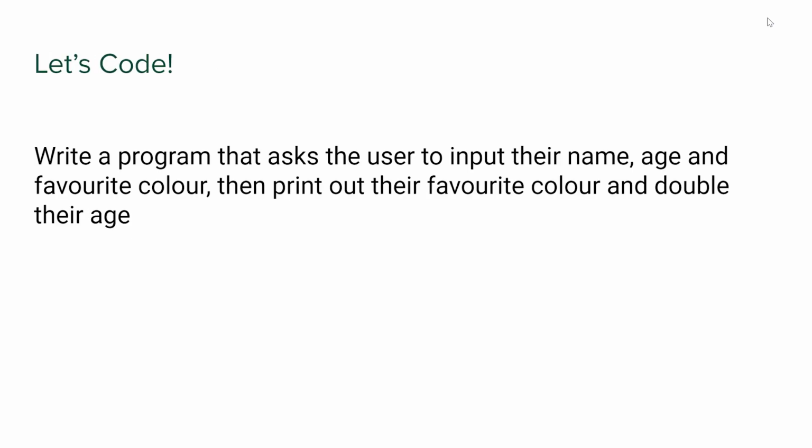So that's code. So pause the video whenever you want to, but the core essence here is to write a program that asks the user to input their name, age, and favorite color, and then print out their favorite color and double their age. The double their age, quick hint is that you would input the value and you'd do value equals value times 2. Okay? So pause the video whenever you want to. Okay, so here's the answer now.